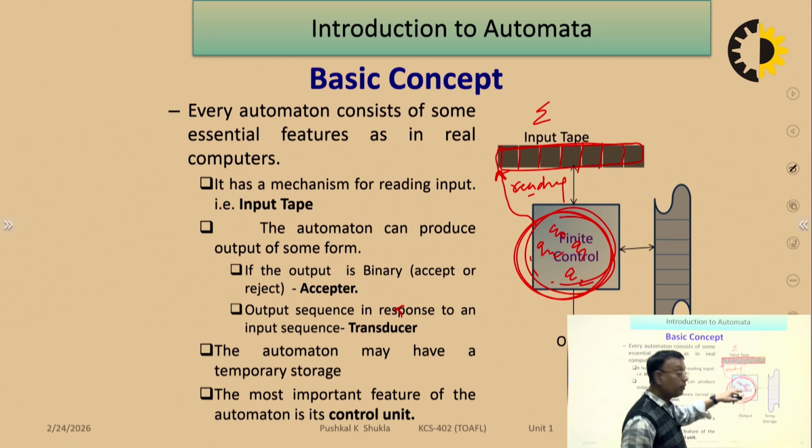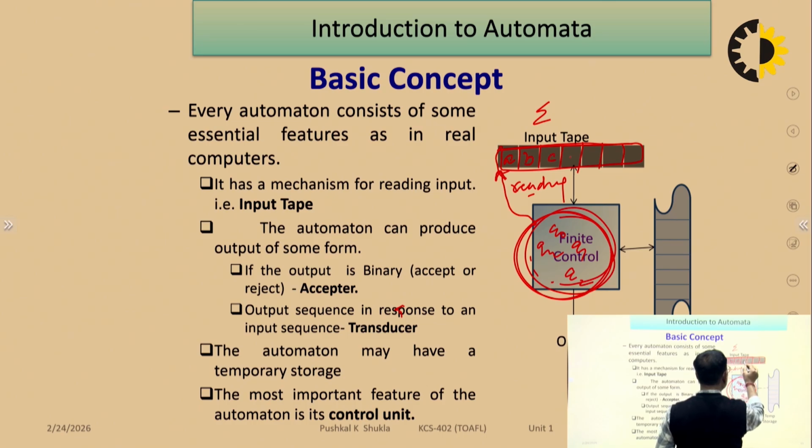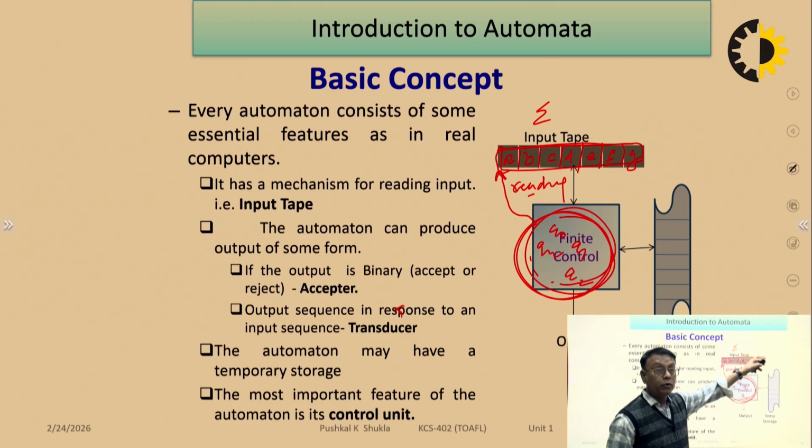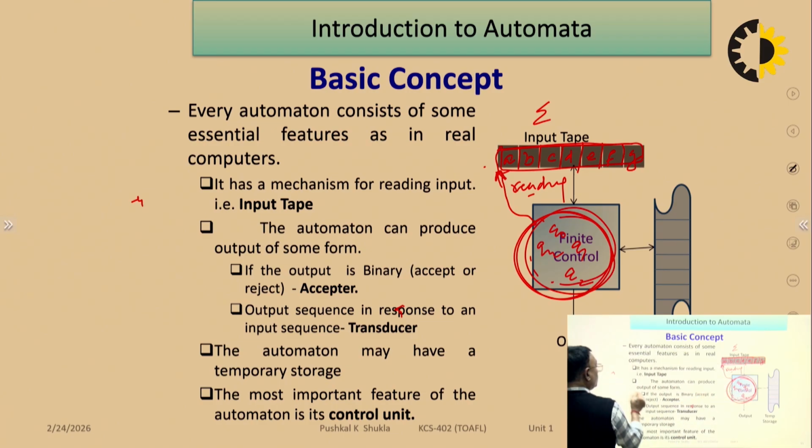Initially the automaton will be in the initial state Q0, and the reading head will be at the leftmost position. Suppose the input symbols used on the input tape are A, B, C, D, E, F, G. So the reading head will be at the initial position and the state will be Q0. What will this finite control do? Initially it is Q0 and the reading head is at the leftmost position. Scanning A, it reaches the Q1 state. This way it performs initially.